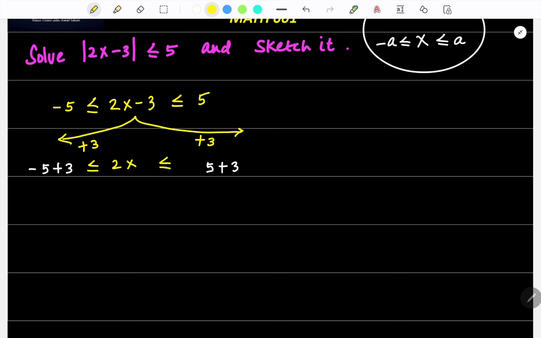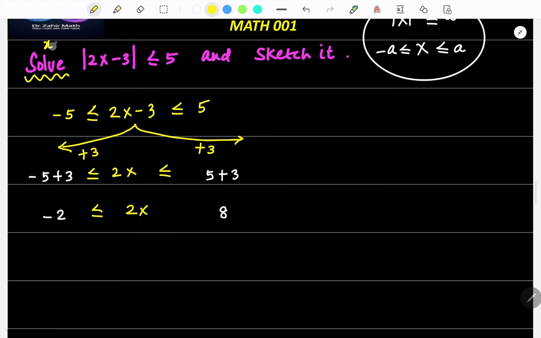Clear everybody? Right. So what is minus 5 plus 3? Which is minus 2. Okay. What is 5 plus 3? Which is 8. So therefore this is less than or equal to 2x. What is your question? Solve. Solve means what? We are going to find x.